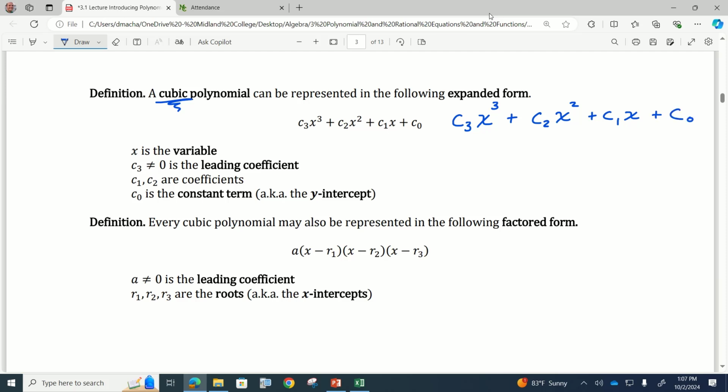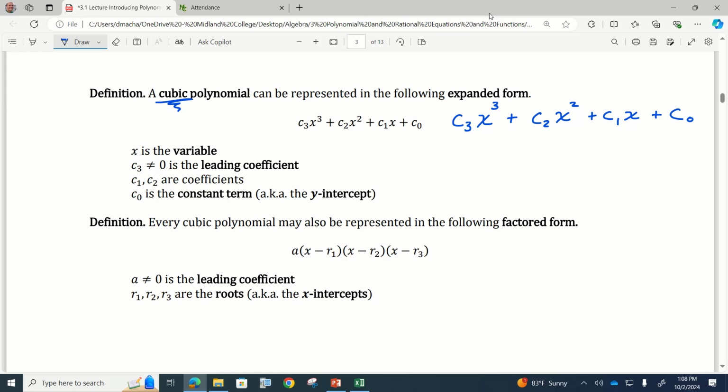And again, I'm naming my coefficients with a little subscript. And the subscript tells you what you're multiplying, right? x to the power what? This is called expanded form. I call c3 my leading coefficient, just like you would expect.